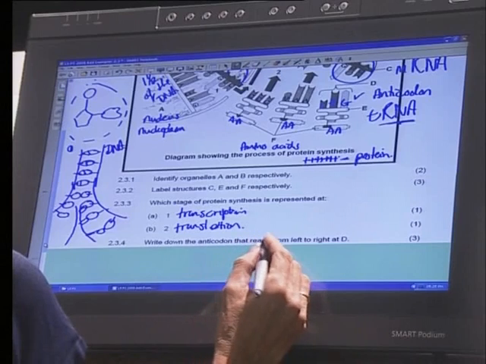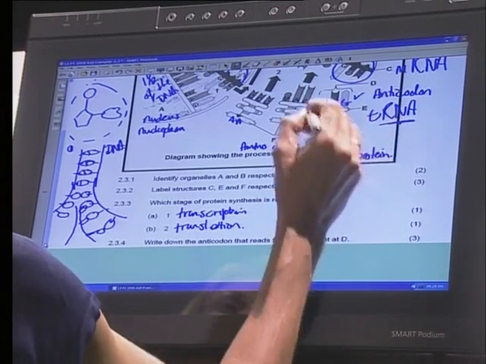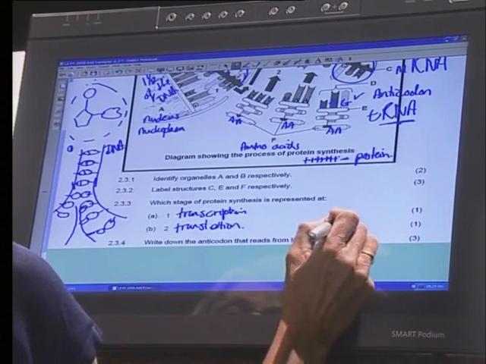All right? Write down the anticodon that reads from left to right at D. So we've already done it. From left to right, it's going to be CAG.